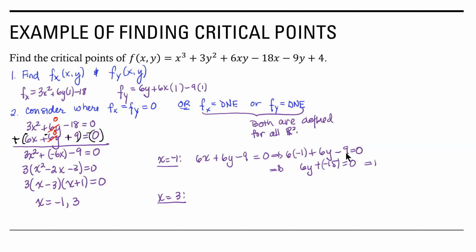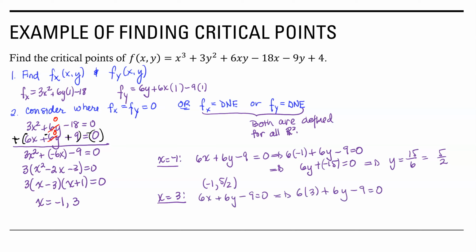Let's go ahead and add 15 to both sides of that equation and then divide by 6. So I end up with y equals 15 over 6, which simplifies to be 5/2. So now I have a critical point that is (-1, 5/2). We repeat the process with x equals 3, and we have 6 times 3 plus 6y minus 9 equals 0.